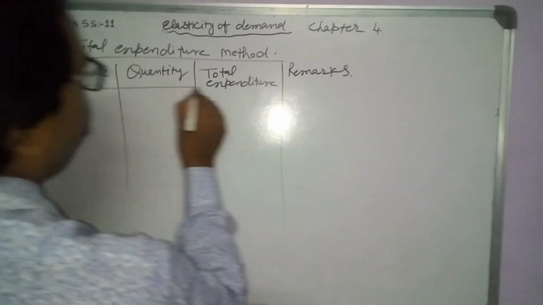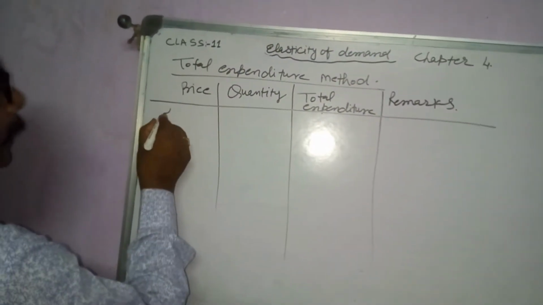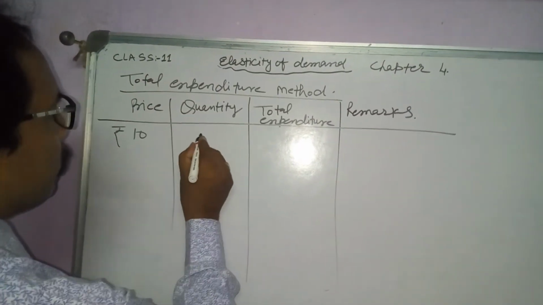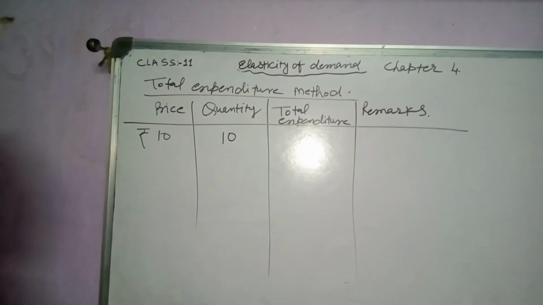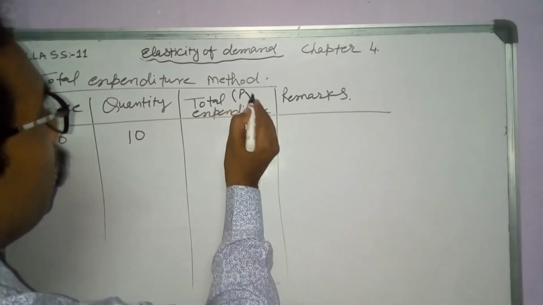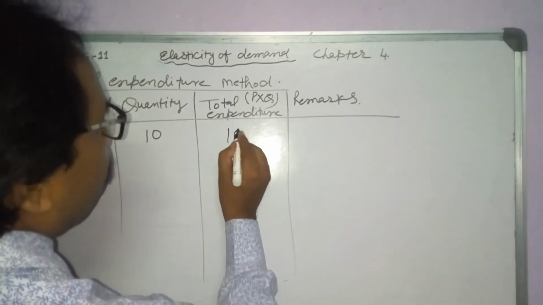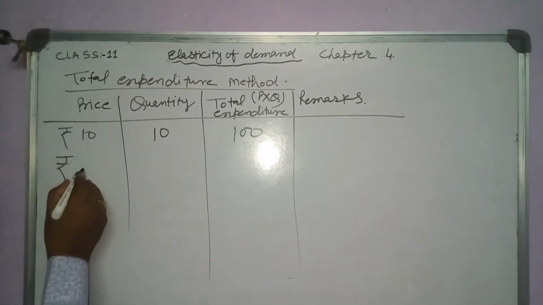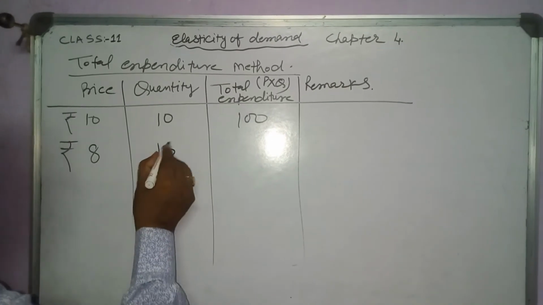Is it clear? Now, suppose the price of a commodity is rupees 10, and we are ready to buy 10 units. So the total expenditure is P into Q, price into quantity, that is 100. Now the price falls, is it clear? From 10 to 8, and we are ready to buy 15 units.